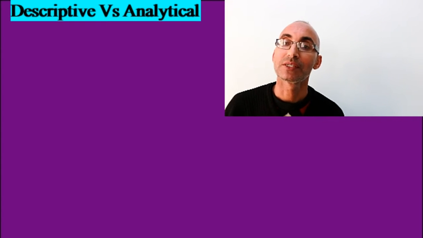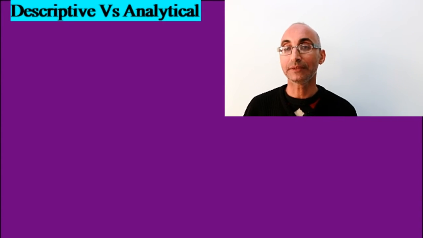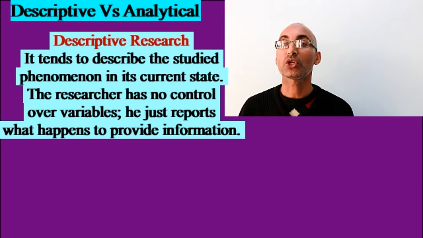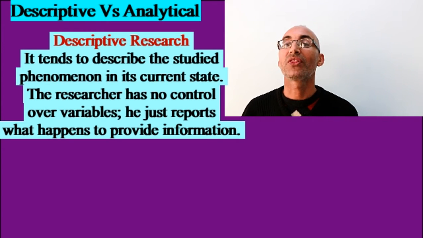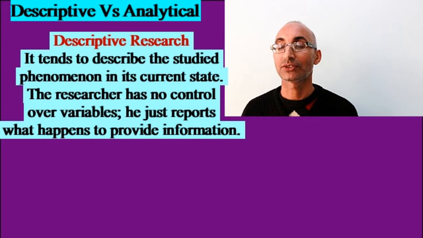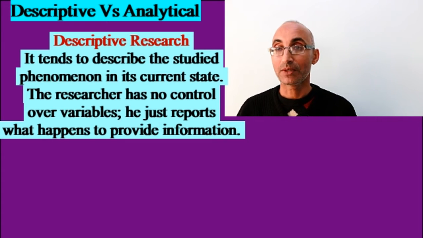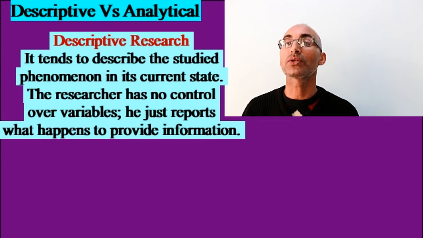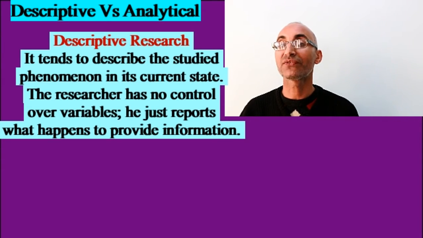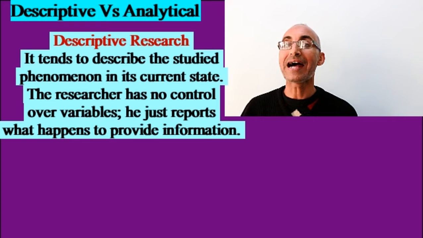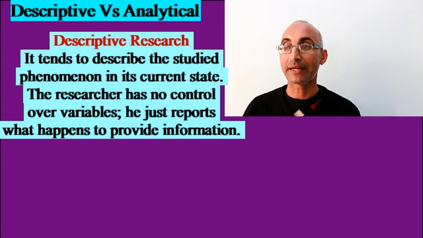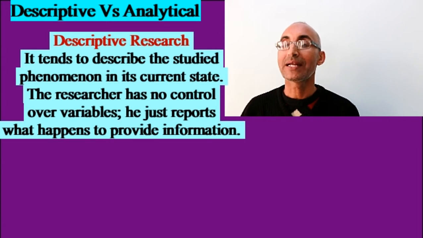So when we say descriptive research, we mean the type of research which tends to describe the studied phenomenon in its current state. So here the researcher studies the phenomenon in its existing state, but he has no control over the variables. He doesn't intervene in the variables or modify anything. He just observes and describes. That's all. Right. He reports only what happens.